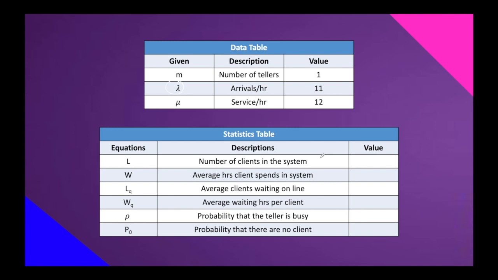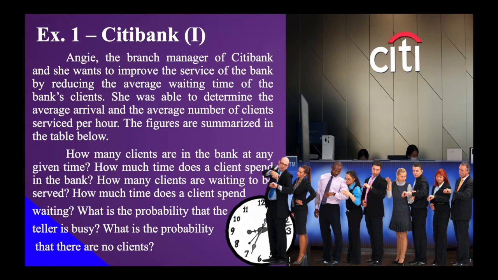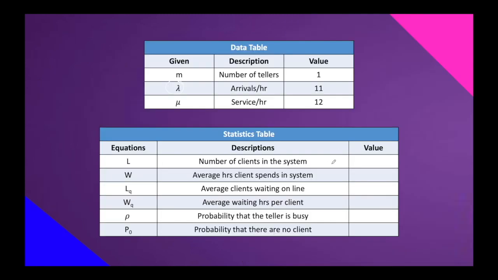If you're going to read these questions again, the ones in the last part, I also converted all of them into a statistics table and, of course, their corresponding equations. So, for example, the number of clients in the system is represented by letter L, the average hours a client spends in the system is represented by W, the average clients waiting in line is L sub Q, and the average waiting hours per client is W sub Q.